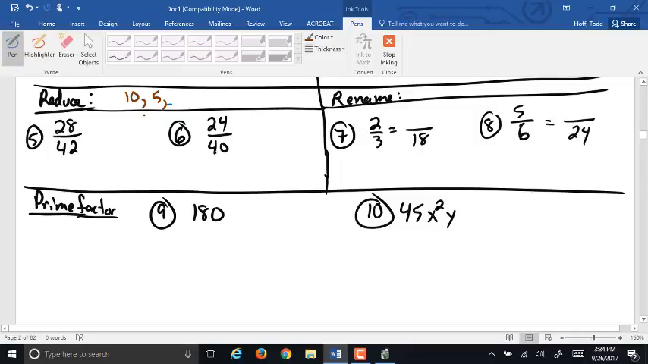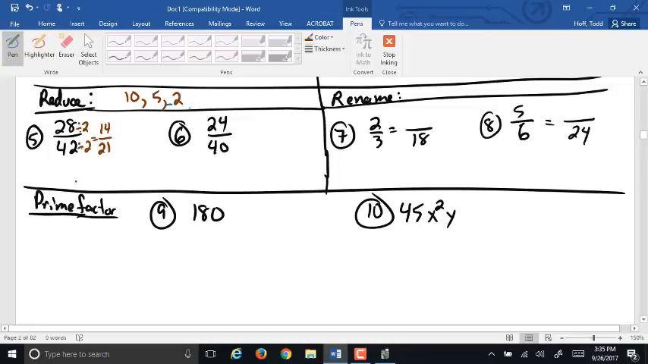The next thing I usually check for is 5. Can either of those be divided by 5? No. They would have to end in a 0 or 5, and neither one of them do. How about 2? Can either of them be divided by 2? Yes, both of them can. If the last digit is even, it can be divided by 2. Both of those end in even digits, so they can both be divided by 2. So let's do that. 28 divided by 2 is 14. 42 divided by 2, 21. Can they be divided by 2 again?